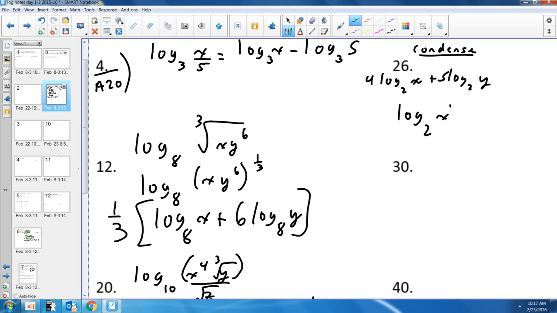This is x to the 4th, right? Really, 4 comes out on top. It's an exponent. Times y to the 5th. So I do using the power rule as well as the product rule.